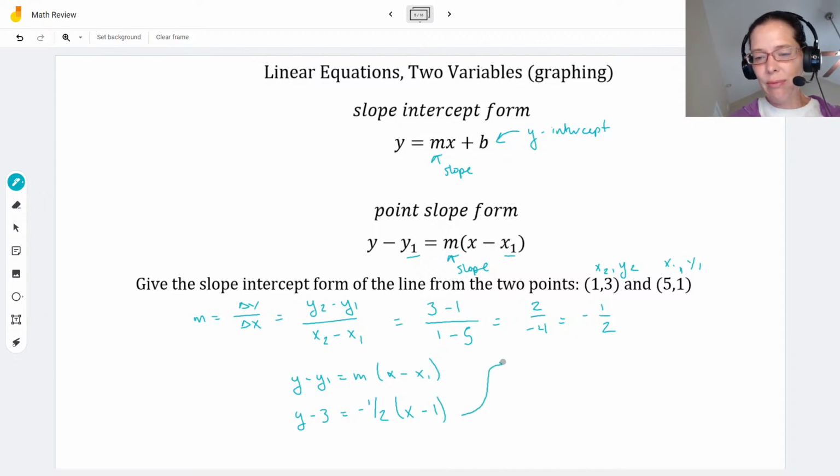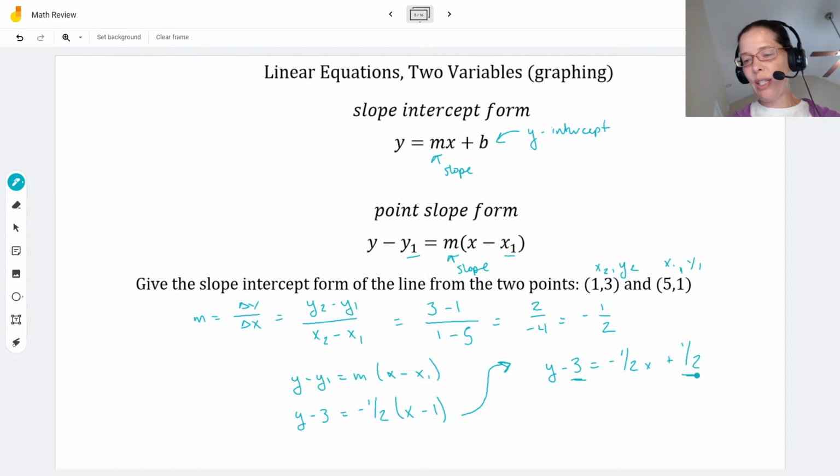Okay, I'm just going to do my next step right here since I'm running out of space down below. So what I want to do here is I'm going to distribute. So again, we're using our skills that we just reviewed with just the really simple linear equations. So we'll keep this y minus 3, and I'm going to have negative 1/2 x, and this is going to be plus 1/2 because I have a negative times a negative. And then I need to combine my like terms. So I have two constants. Those need to be combined.